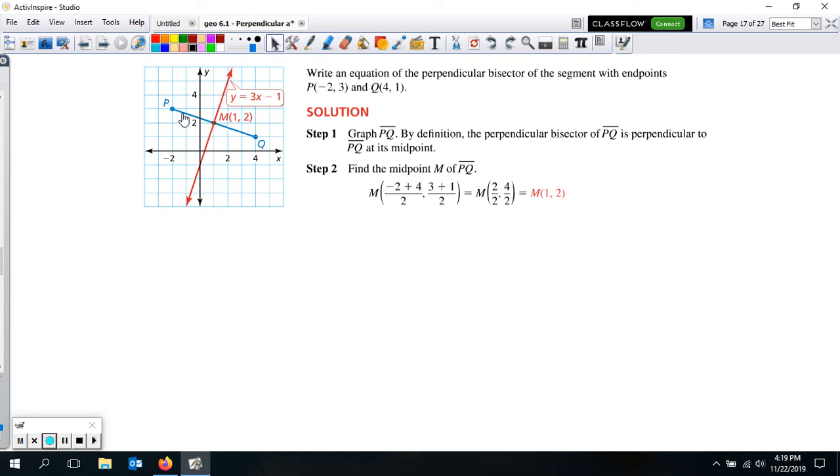We would need to figure out, well, what's the slope of PQ? We could figure that out by rise over run. And the perpendicular slope is always opposite and reciprocal for this. And so we would use that slope. So that's what we're doing next. They're finding the slope of PQ. That's a negative 1/3. So the slope that we're going to write will be 3, so 3x.